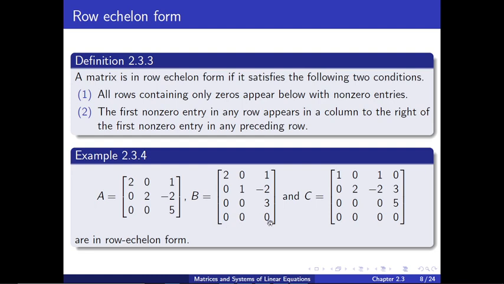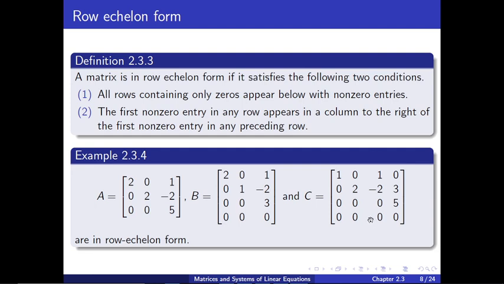Same story with B. You see that with B we have the row containing all zeros at the bottom, so that's fine. If we look at 2, there's nothing preceding it, so that's fine. There's no row preceding this row. And then if we look at the second row, this first non-zero is to the right of the 2, right? And then if we go on to the third row, the first non-zero is 3, and it's to the right of 1 in the second row, and then it's to the right of 2, right?